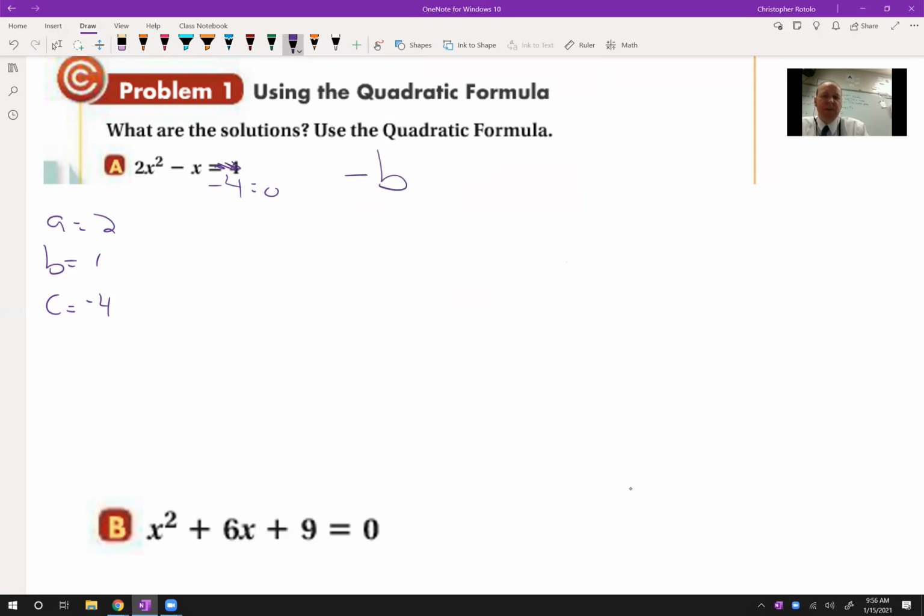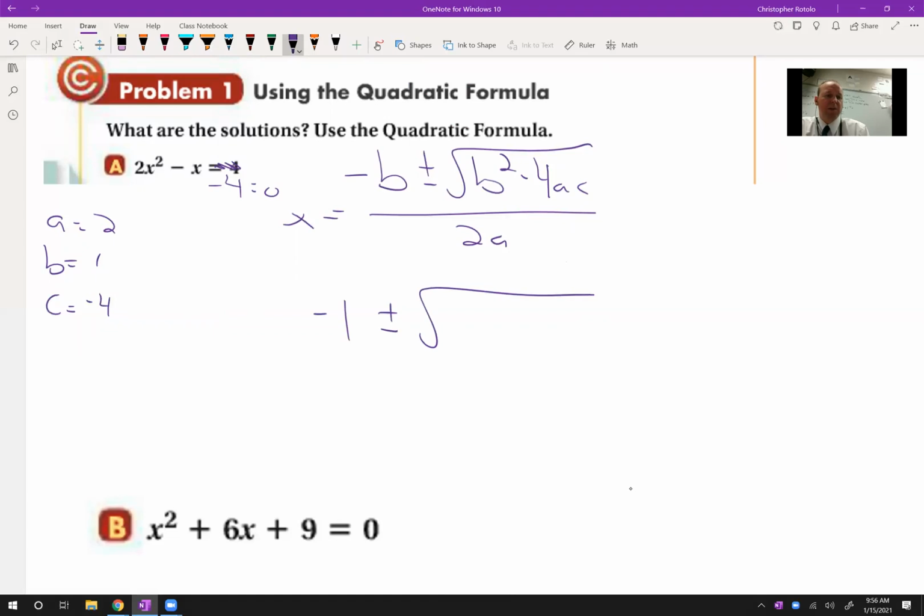That is -b plus or minus the square root of b squared minus 4 times a times c, all over 2a. This is going to give me the x values of the x-intercepts if it has some. So here we go. -b, that's -1, plus or minus b squared, 1 times 1 is 1, minus 4 times a is 2 and c is -4. It's all over 2 times 2, which is 4, right? 2a. So that gives me 4.